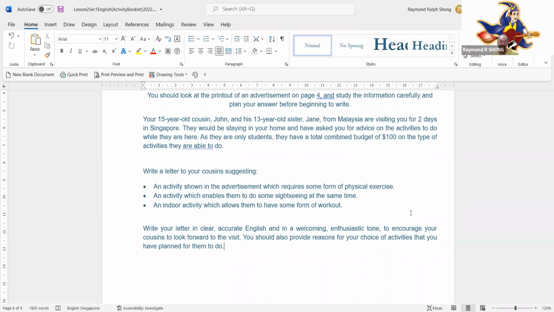Ethan? Write the letter in clear, accurate English and in a welcoming, enthusiastic tone to encourage your cousins to look forward to the visit. You should also provide reasons for your choice of activities that you have planned for them to do too. Your reading is good.